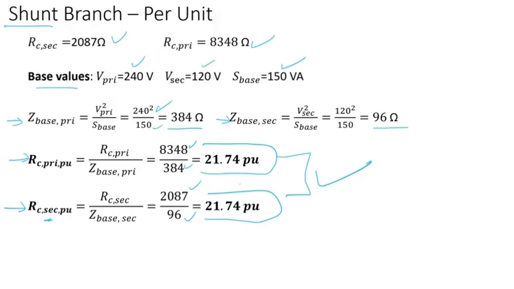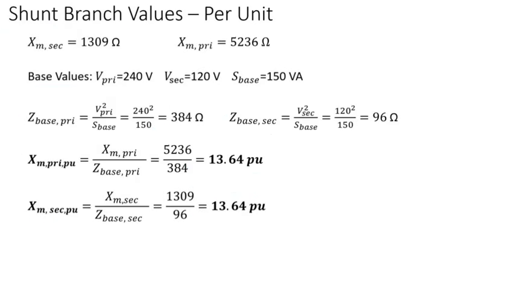In per unit, you don't have to worry about primary, secondary. You should get the same value. So if you calculated 21.74 per unit on the primary side, but here you got something like, say, 14 per unit, something is wrong. You should get the same value.